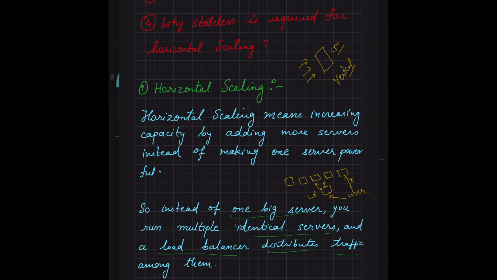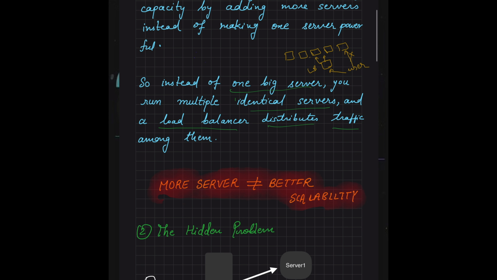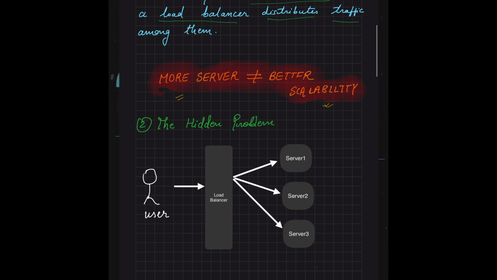So what do you do in horizontal scaling? Rather than making a single server very powerful, you have multiple identical servers, and you use a load balancer to distribute the traffic among them. Now you might think, okay, if I add more servers to my system, then I will have better scalability, but this is not the case. So what is the problem with having multiple servers? Whenever a user makes a request, it passes to the load balancer, and then let's say you have multiple servers. In this example we are using server 1, 2, 3.